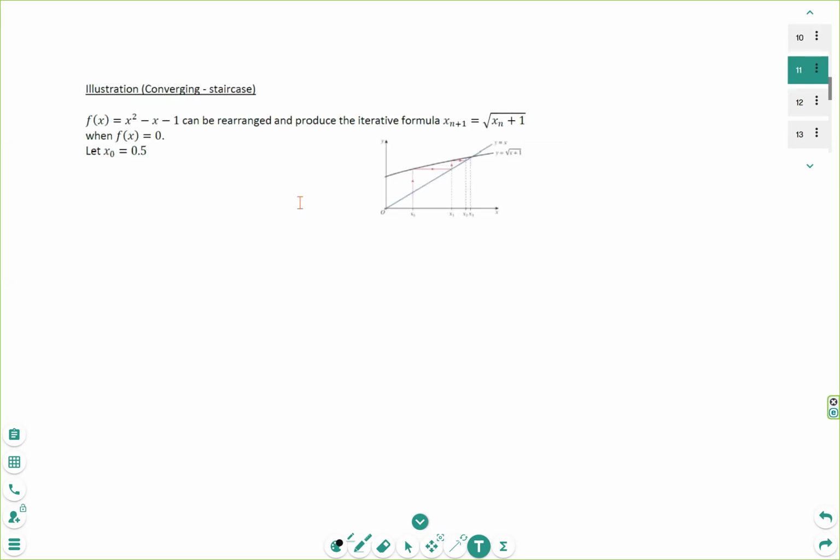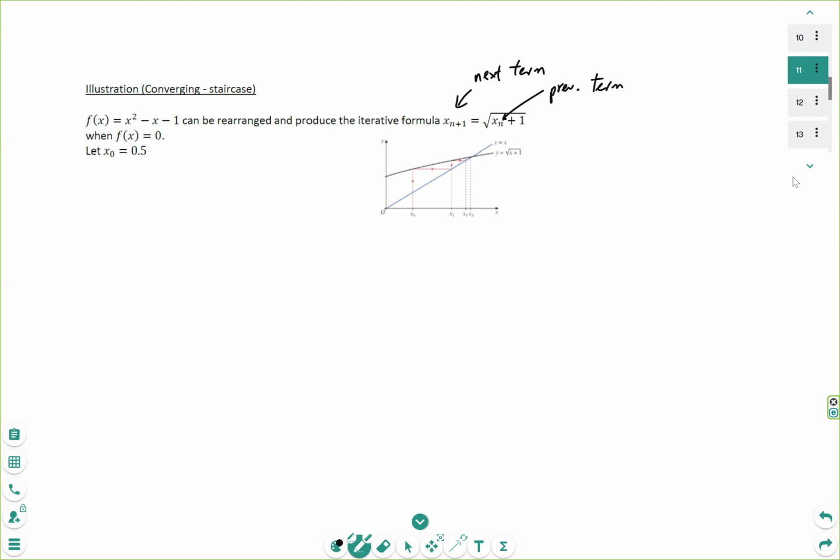Let's deep dive into each illustration one by one. The first one, staircase. f of x equals x squared minus x minus 1 can be rearranged to produce the iterative formula x of n plus 1 equals the square root of x of n plus 1. We'll look into how these equations can be derived later on. When f of x equals 0, let x0 equals 0.5. If you forgot how iteration works, x of n plus 1 means the next term, and x of n means the previous term. So iteration means you can find the next term based on the previous term.